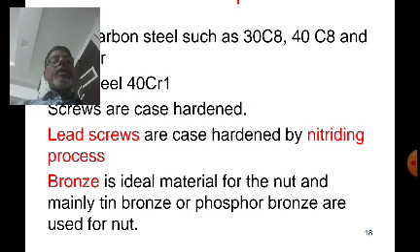So this is the fundamental knowledge which we require for the design of the power screw. Now, in the next lecture we will see how to design the lead screw exactly.